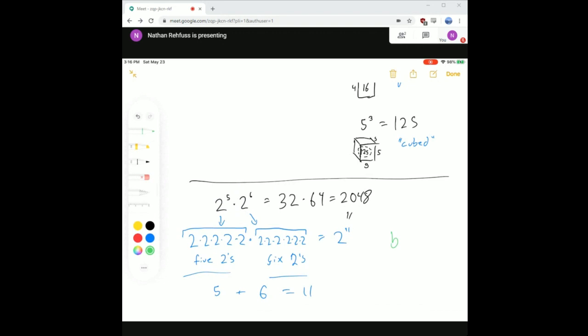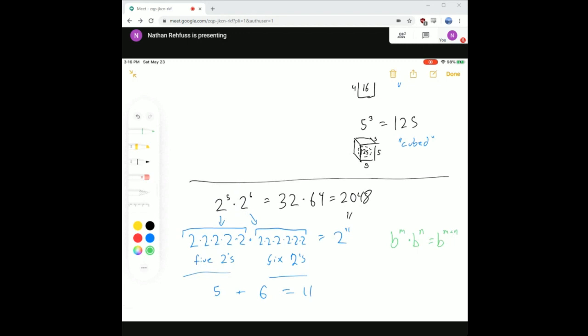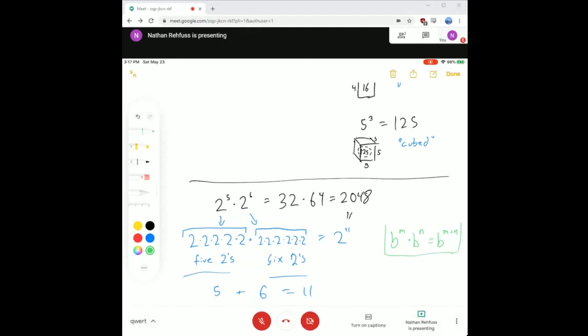If I have m copies of b, and I multiply that by n copies of b, I'm always going to have m plus n copies of b. So multiplication outside of the exponent is the same as addition inside of the exponent. This is a property of exponents. It doesn't just work for 2, 5, and 6. It works for any 3 numbers.